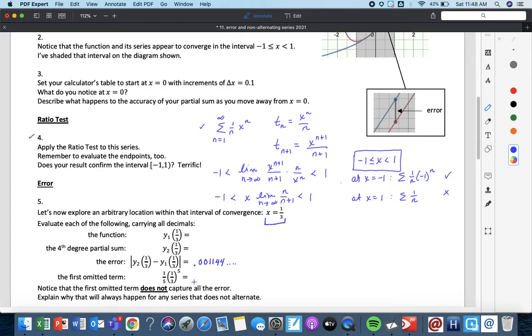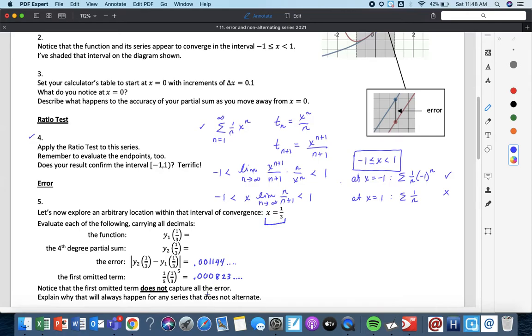And then if you evaluate the first omitted term, and the first term you didn't use was 1/5 times 1/3 to the fifth. If you evaluate that, you get a decimal point, and you get 3 zeros, and then it continues 8, 2, 3, etc. And you can see that the first omitted term does not capture all the error. It's too small. And that's what we expected because this series doesn't alternate.